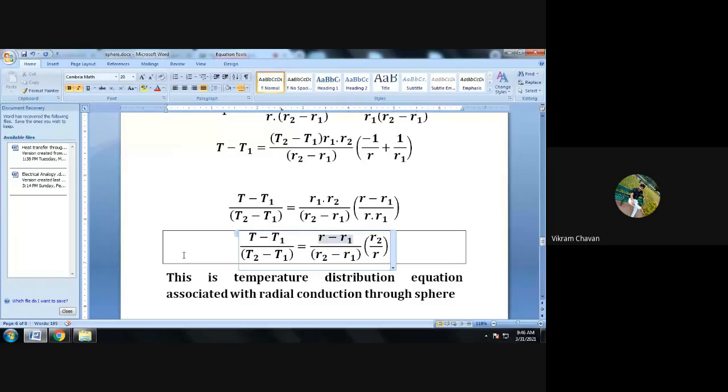Is there any doubt, any question? Whether you understood how to determine the temperature distribution equation for the spherical coordinate system? Please let me know in the chat box, or should I repeat the derivation?